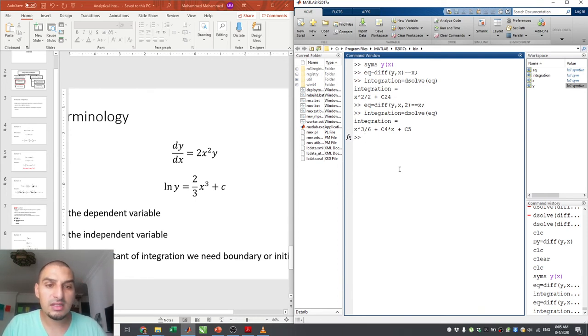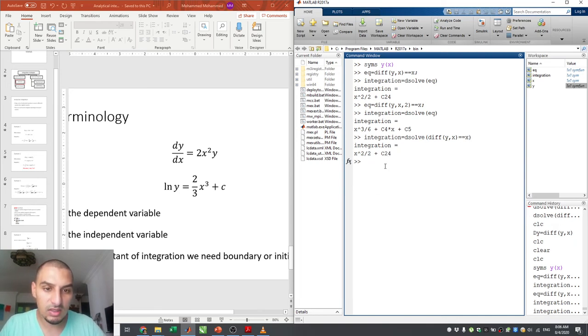Okay, so now let's see the next thing, which is how to define the boundary conditions. And of course you can put everything in one function. You don't have to separate them. So for instance, I can do integration like this, and I'm gonna say that this is dsolve, and this is the diff of y by x equals, let's say, x. This is the same as what we did here before. So this is the same equation as this.